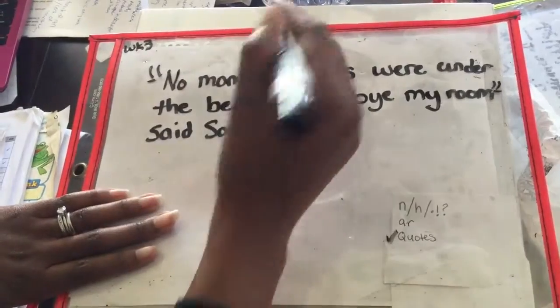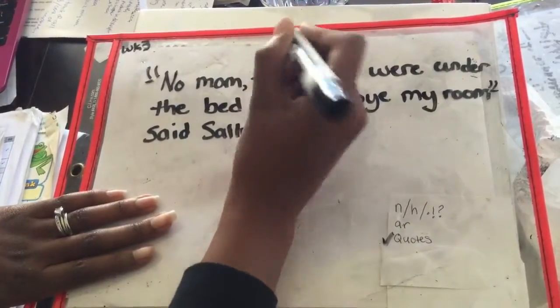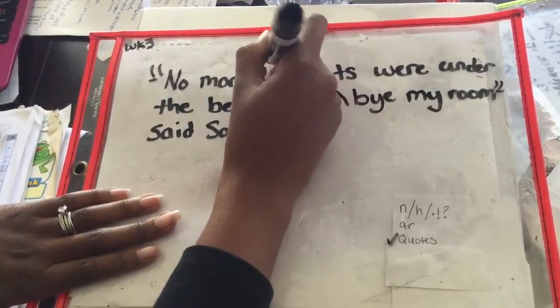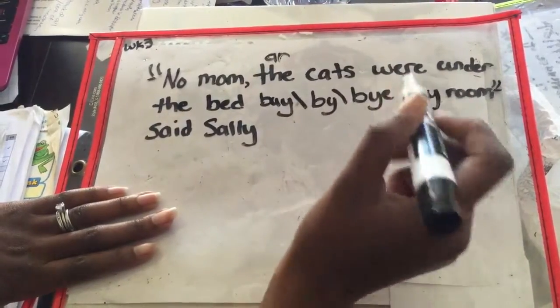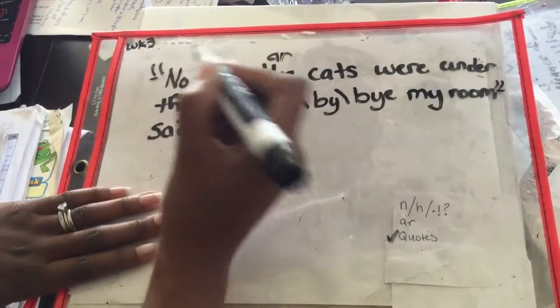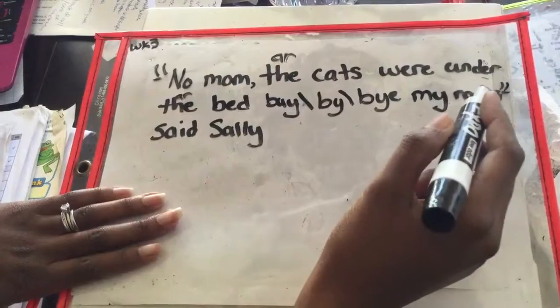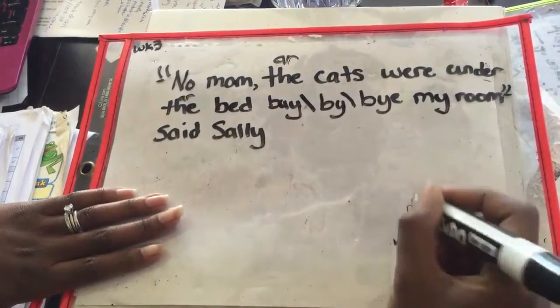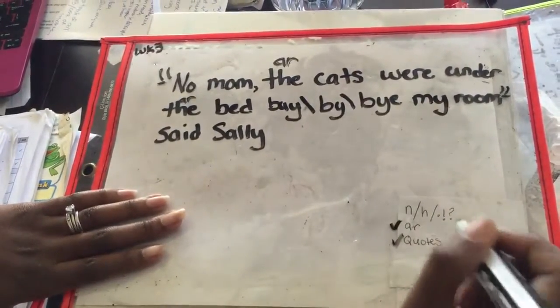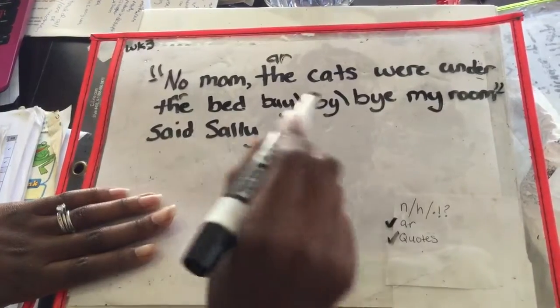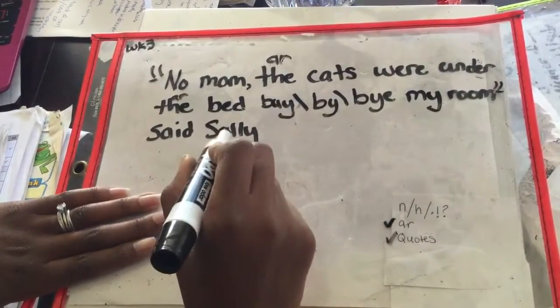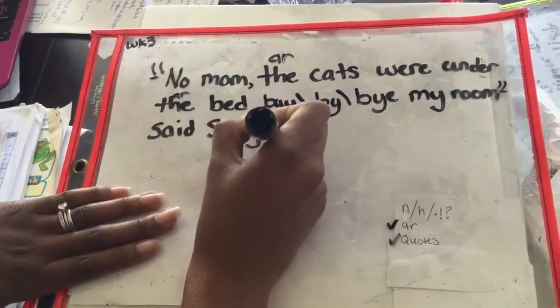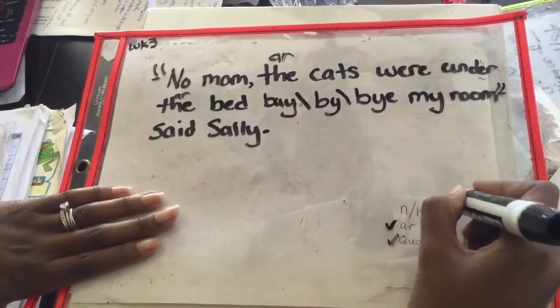No, Mom, I'm going to put an AR. Cats were under the bed by my room, said Sally. Okay, so now I've done the articles. Now let's look at punctuation. They have commas in here, but I think that we need to put a period at the end. So now we've done that.